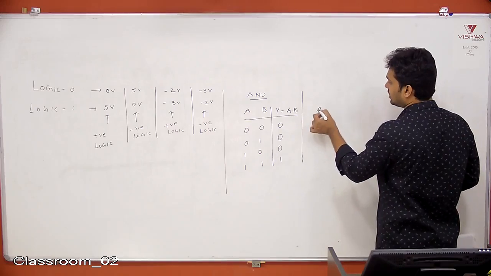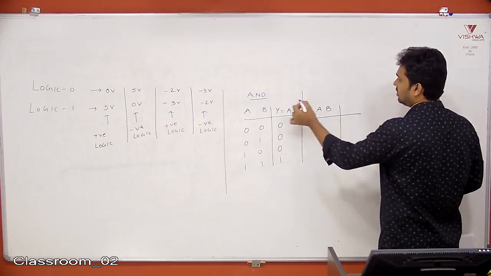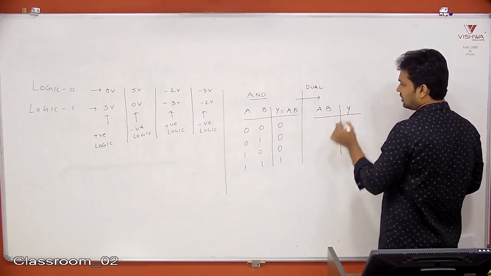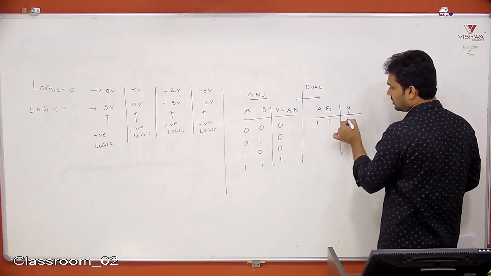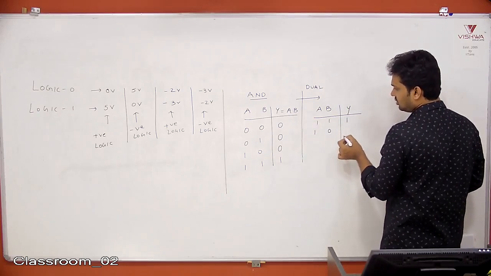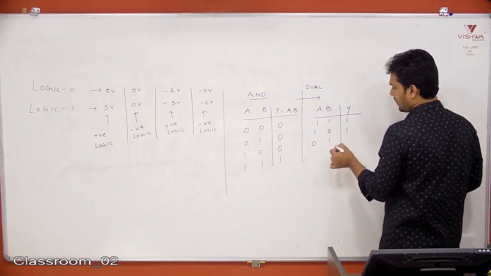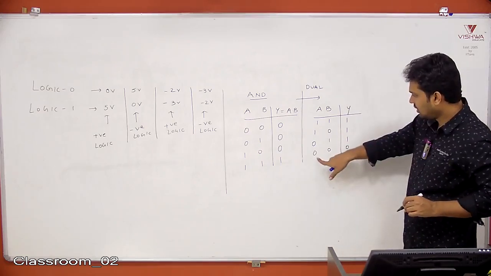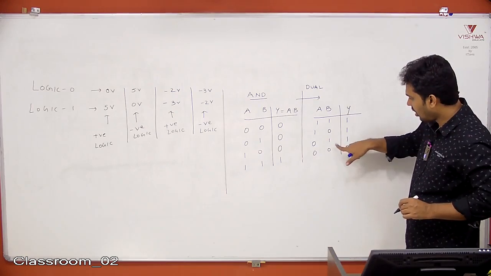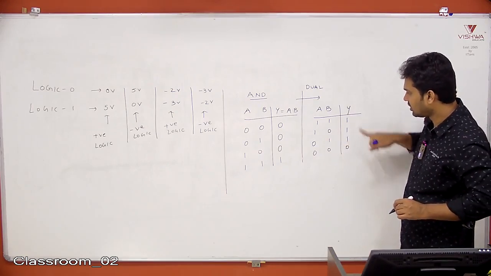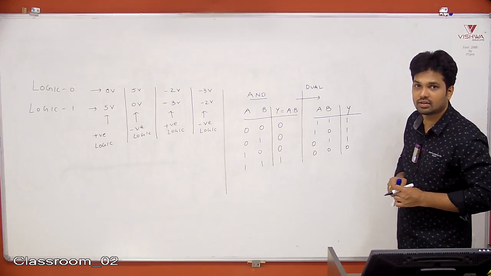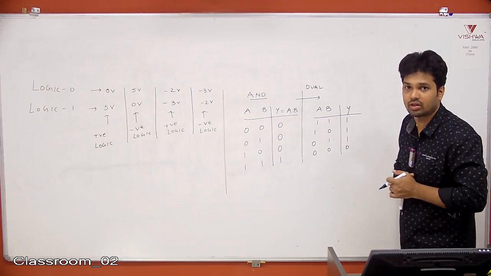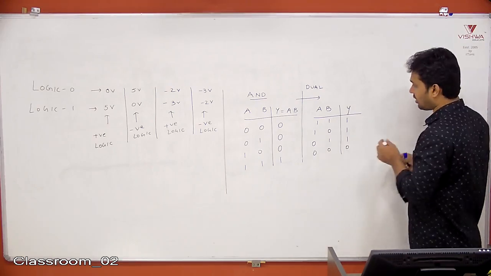So here, let me do that and check what output I will get. Apply duality property. Here you observe, all zeros you replace with 1, all ones you replace with 0. Now you observe, here 0, 0 is giving me 0. All other cases, what is the output I am getting? 1. What is this operation? Which gate is it? 0, 0 is 0, whether it is 0, 1 or 1, 0 or 1, 1, in all cases the output is 1. What is this? Right, OR gate.